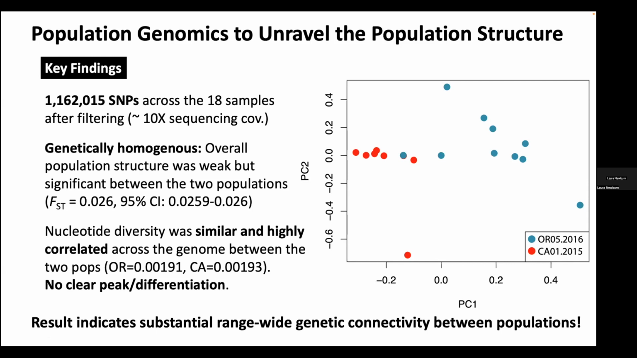So we didn't find any clear peak in the Manhattan plots or any clear genetic differentiation, which tells us a very important ecological thing: that there is substantial range-wide genetic connectivity between the populations. So the populations are quite admixed.